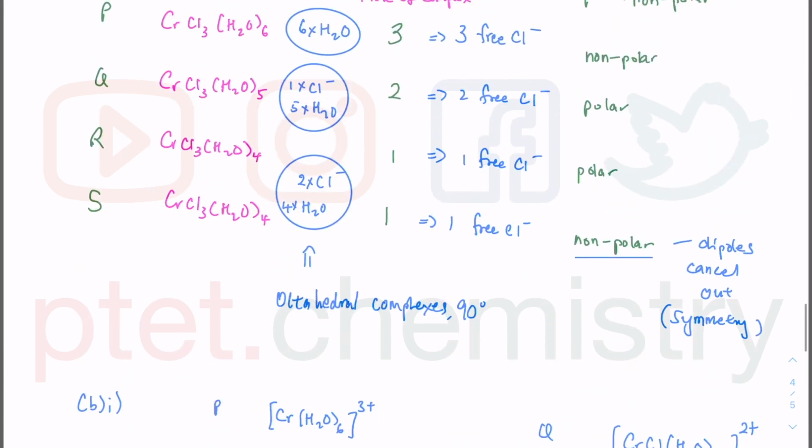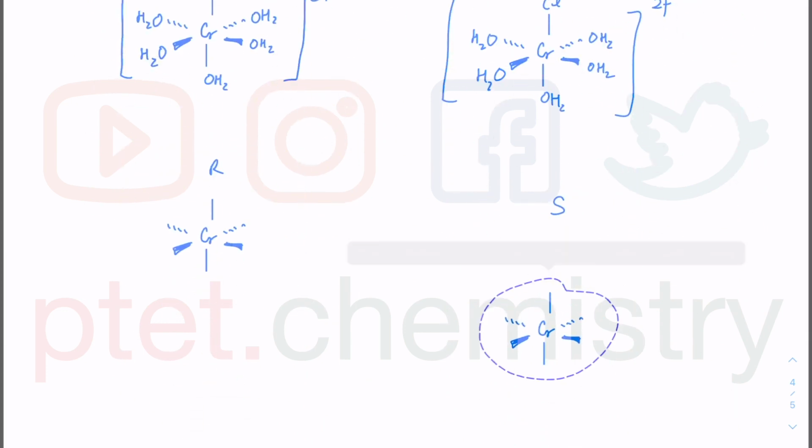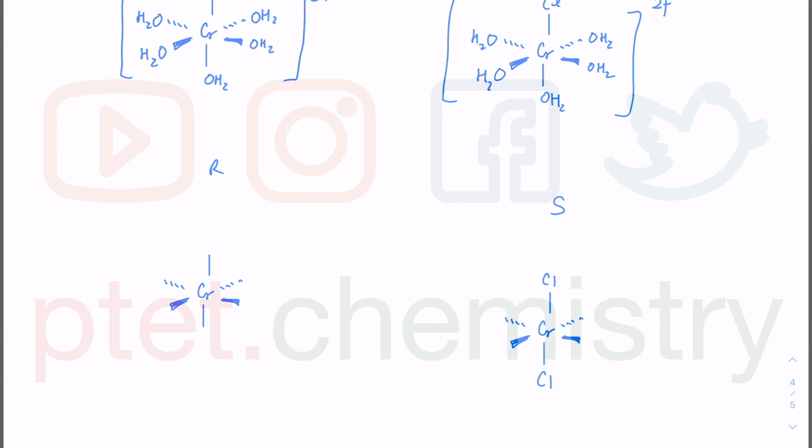For R and S, similar concept: 1 free chloride means 2 of the chlorides are coordinating on the chromium. And I have 4 water, but one of them is polar and one of them is non-polar. I said earlier the dipoles cancel out for S because the chloride are 180 degrees to each other. So I can draw S first, where the chloride are 180 degrees to each other. So CrCl2(H2O)4, and that will be a plus now, because plus 3, minus 1, leaving me 2 of the chloride. And then we fill the rest with the water.